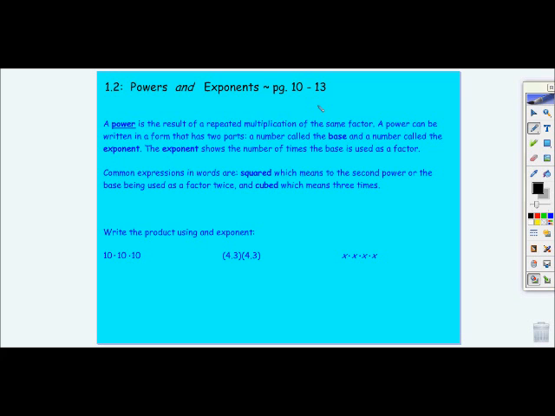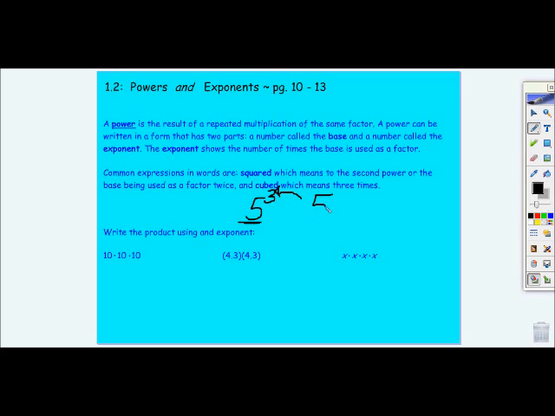So if I had the expression, this one right here, my power is that there is 5 and it has an exponent. That makes it a power. The base number is 5. That's the number that's going to be repeated. And the exponent is going to tell me how many times that number is repeated.